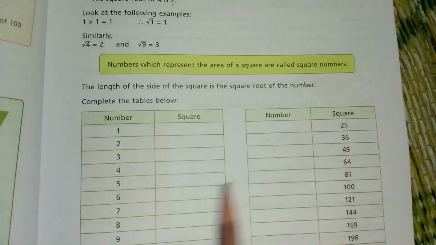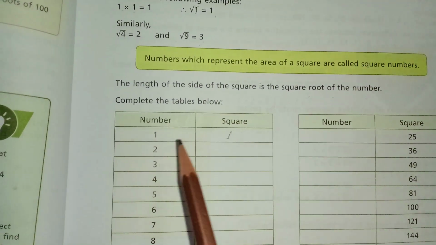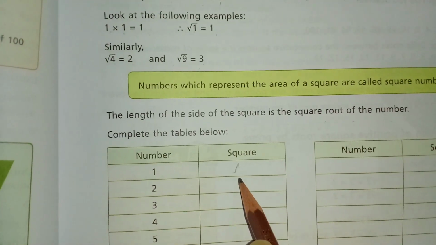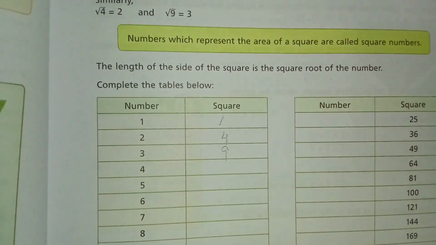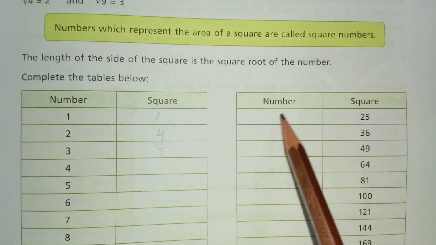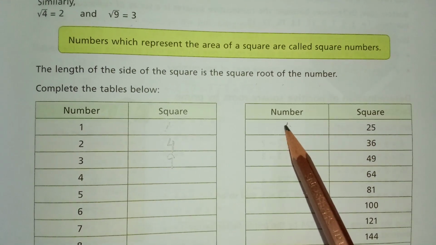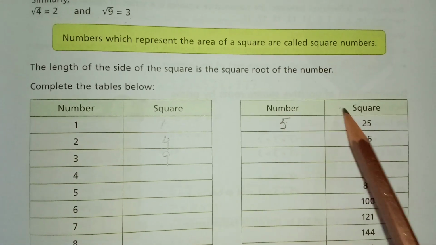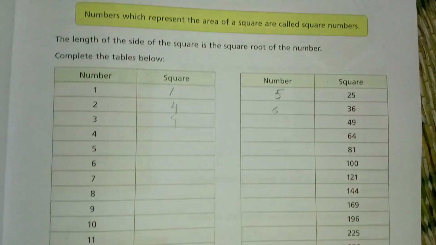Now we have to complete the table below. So number 1, its square is 1. 2, the square of 2 is 4. 3, the square of 3 is 9. So you can complete this. Now, what number should be here to get the square? 25. So that will be 5. 5 squared will be 25. 36 is the square of 6. Now you can complete this.